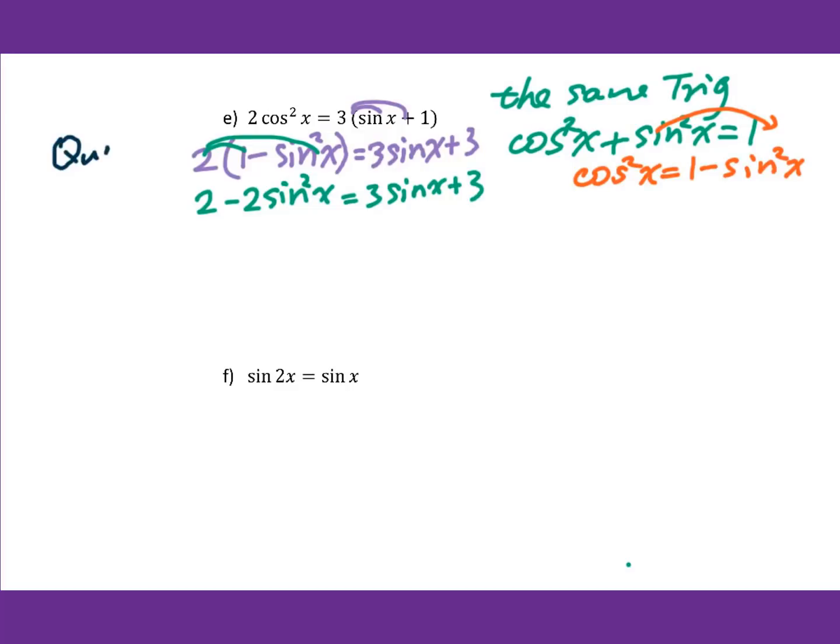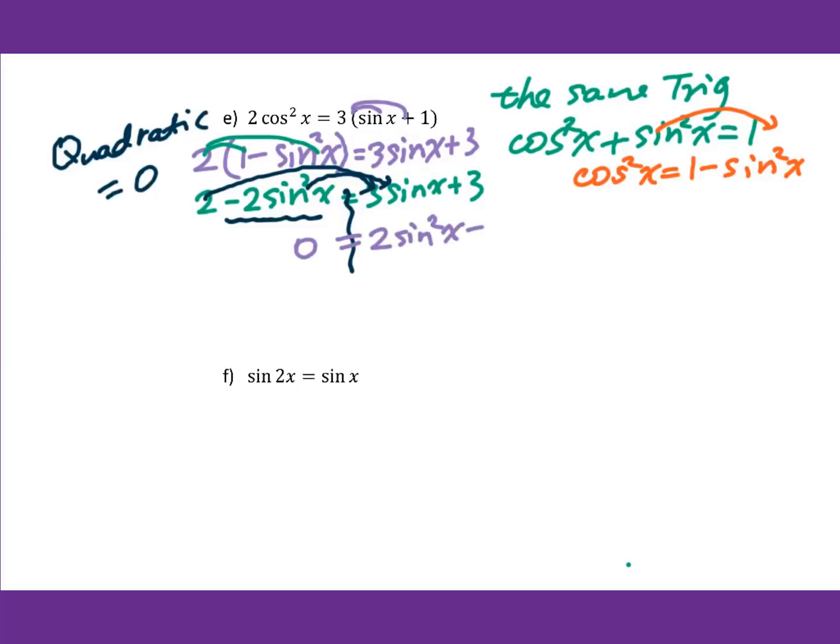This equation is a quadratic pattern. Therefore, try to make it equal to 0, and a must be positive. Therefore, move everything to the right side. You will get 0 on the left side. I got 2 sine squared x plus 3 sine x, then 3 minus 2. Then combine like terms. I got 2 sine squared x plus 3 sine x plus 1.